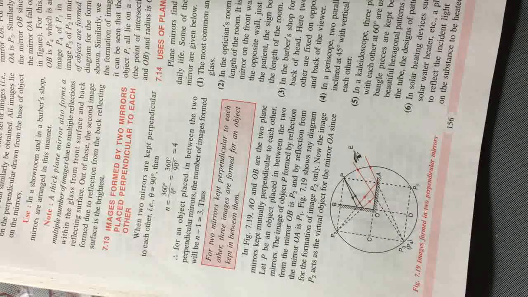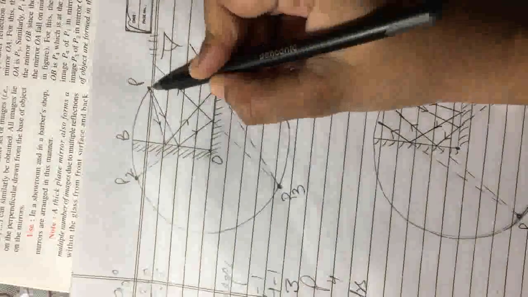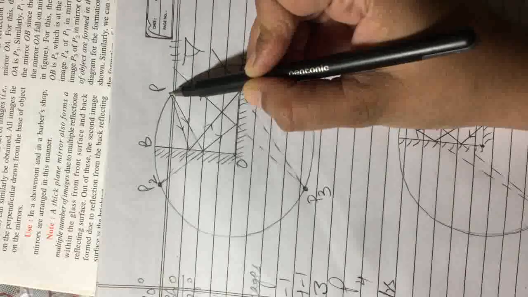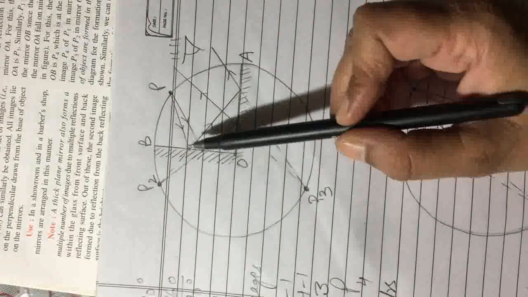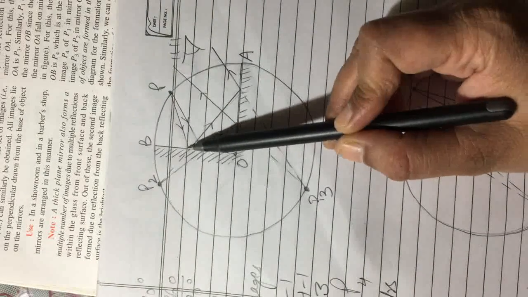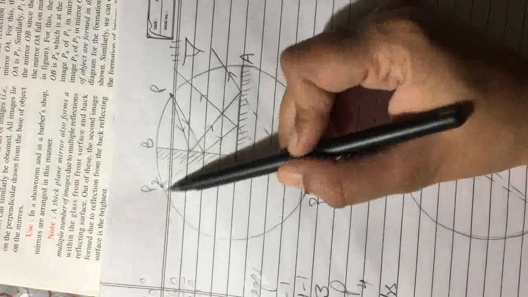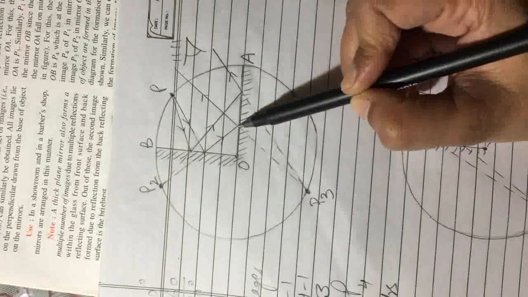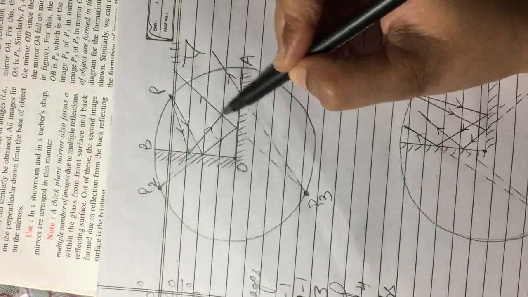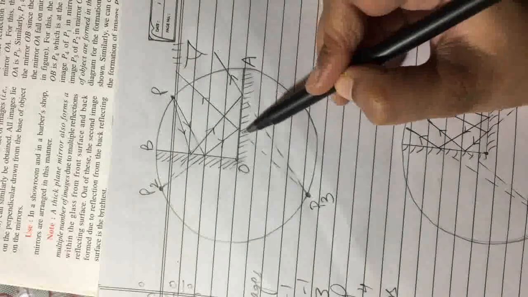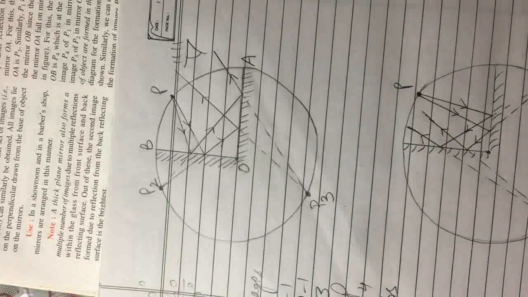We will consider two cases. In the first case, we will consider a point object P. When the two light rays coming from this object fall on this mirror first, this mirror is OB, they are reflected, and by producing the reflected rays backward, we get an image P2. Now these reflected rays, when they fall on mirror OA, act as a virtual object and are again reflected back, and when we produce them backward, we get another image P3. So this is the first case.